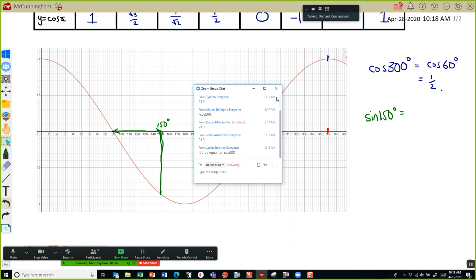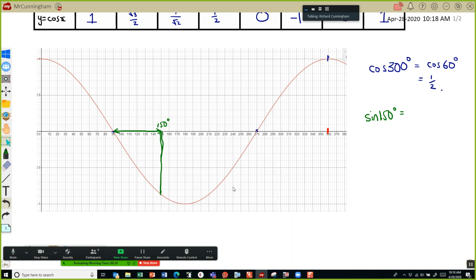All right, good, Jaden. Okay, Jesse, that's correct as well. So a lot of you are putting, and it is technically correct, okay, which is good. You've worked out 150 degrees is 60 away from 90, which is good. And you've actually gone over to here and gone back 60 degrees to 210. Which, yeah, you're right. Sine 150 is exactly the same as sine of 210. Yep, makes sense.